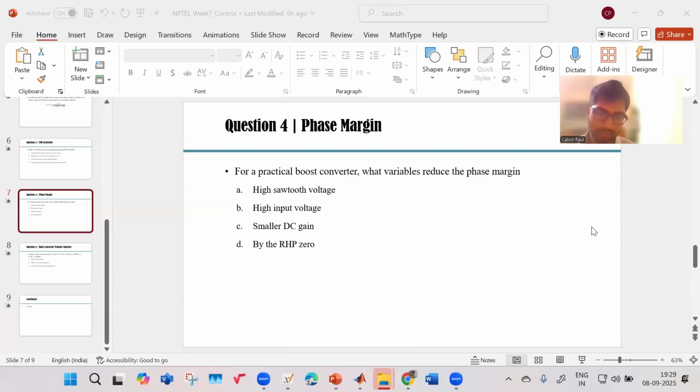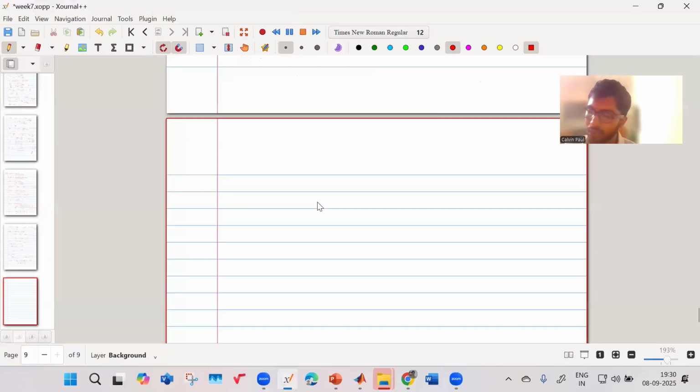Sir, in the previous problem, we got the expression like 90 minus tan inverse of omega by omega RHP. So omega RHP is affecting the phase margin. Okay, good. Then omega RHP also depends on the DC gain, from the expression. So those two are affecting. Okay.